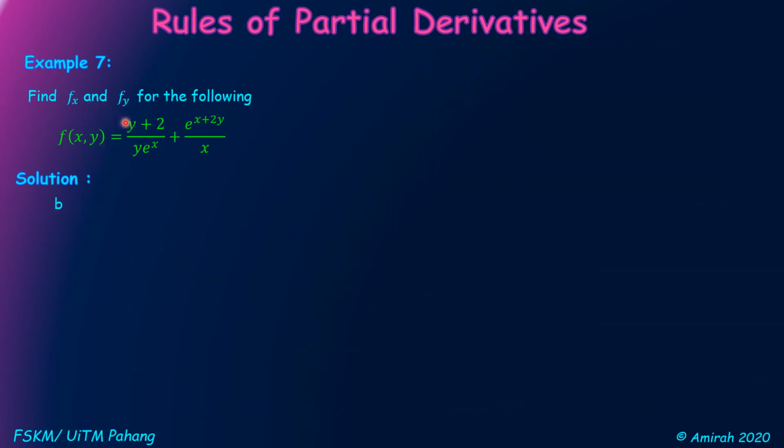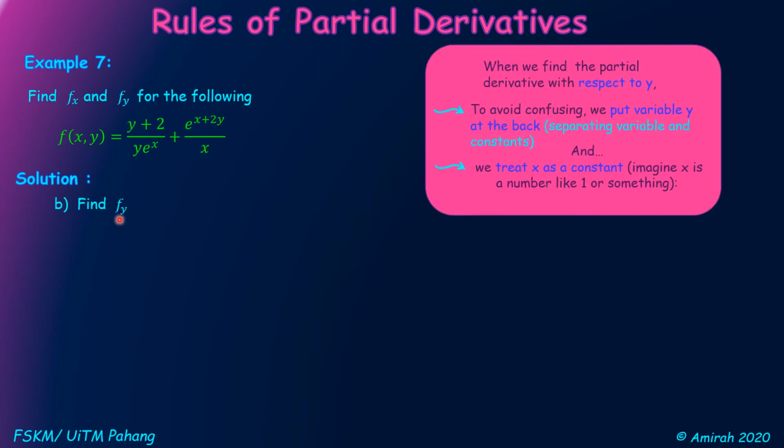Now we look at how to find fy. Fy means the partial derivative with respect to y. So to avoid confusion, we can put variable y at the back, and we separate variables and constants. And to avoid error, we can write the function or the term containing y in different colors.